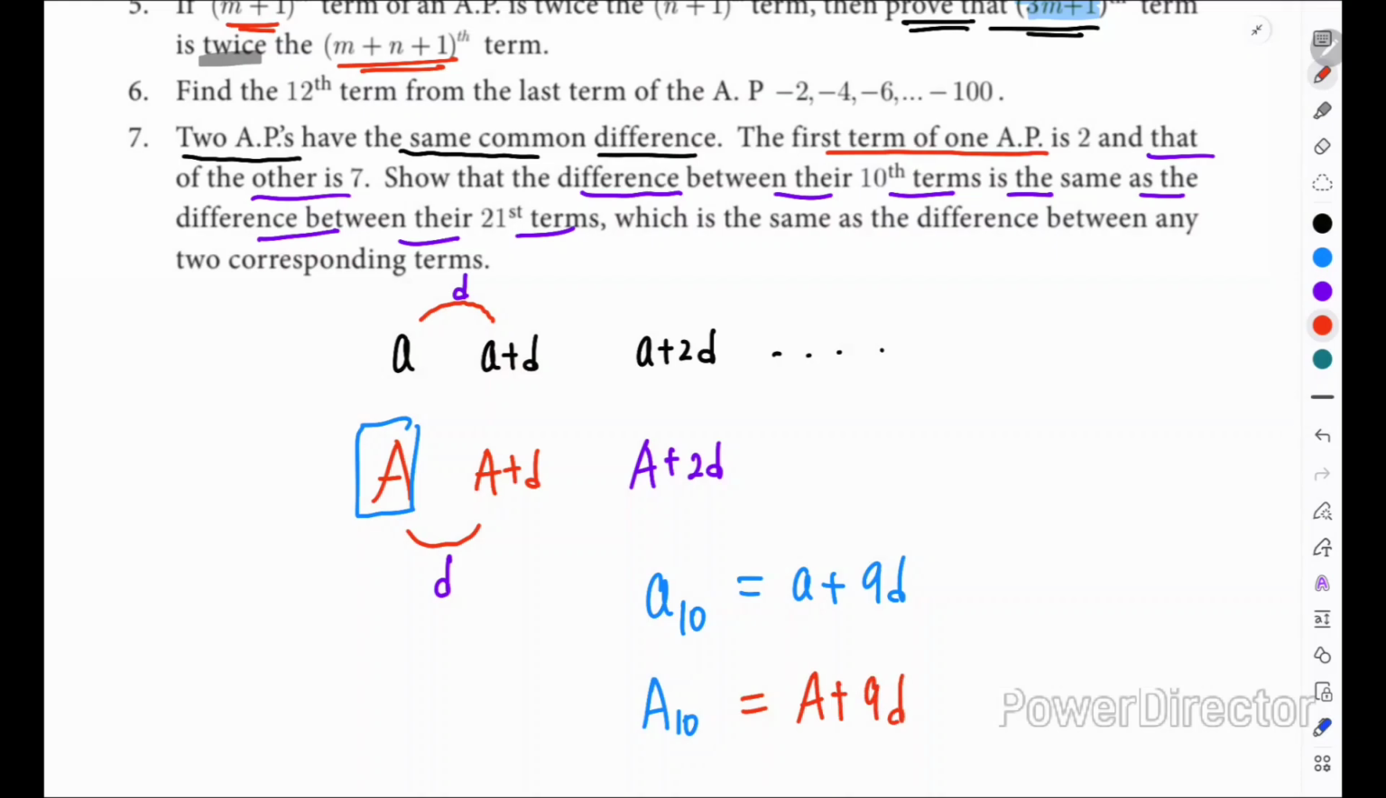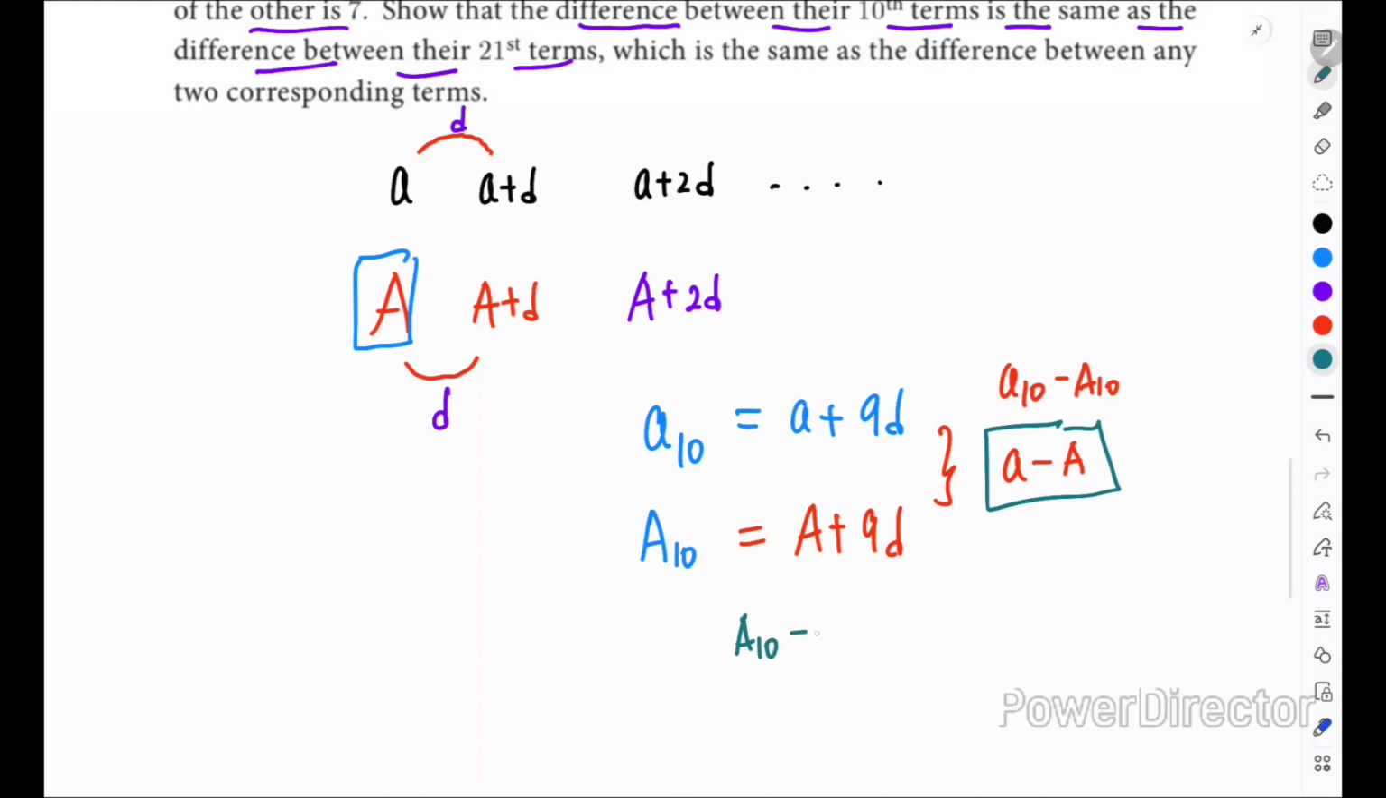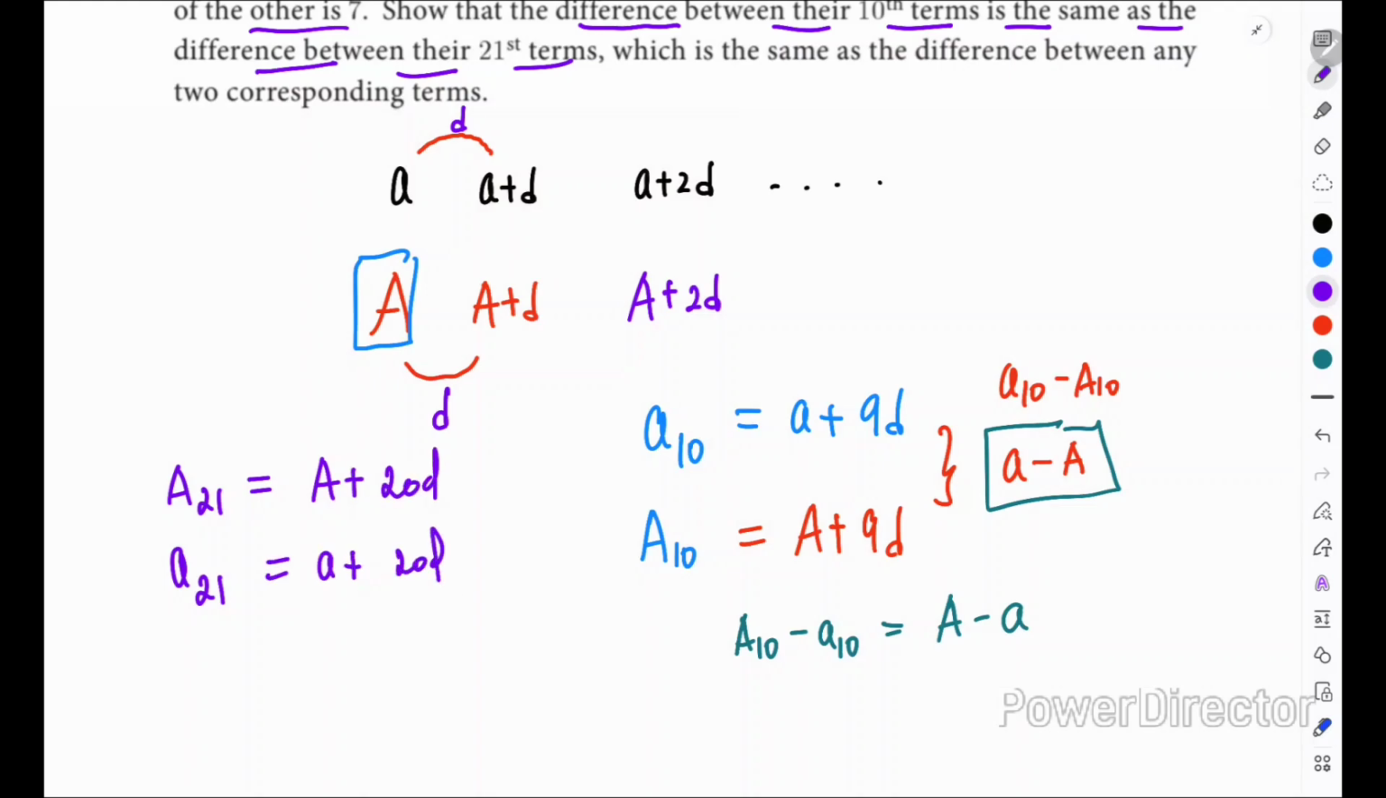Now they're telling to show that the difference between their 10th terms is the same as the difference between the 21st terms. What is the difference between them? a minus A. Okay, you can write it like this: if you write a10 minus A10, then this would be the difference. Basically you subtract. Otherwise, a10 minus A10 gives a minus A, isn't it? Now if you write a21 and A21, what is a21? a plus 20d, and here A plus 20d. What is the difference between them? Subtract, what do you get? a minus A. So it is the same.